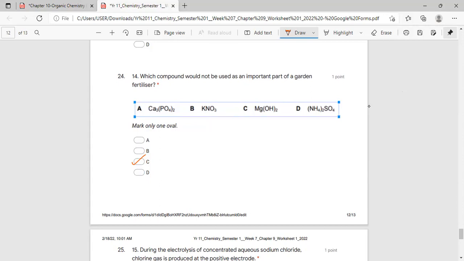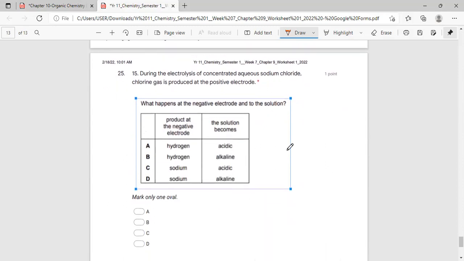But they don't mention the word NPK. It's for us to know that these elements are needed for the healthy growth of plants. In A, calcium phosphate, there is phosphorus. In B, you have potassium nitrate, so you have potassium and nitrogen. In C, you don't have any nitrogen or phosphorus or potassium. In D, you have nitrogen. So the idea of NPK fertilizer should be understood here. That is why the answer is C, because there is no nitrogen, phosphorus or potassium in magnesium hydroxide.